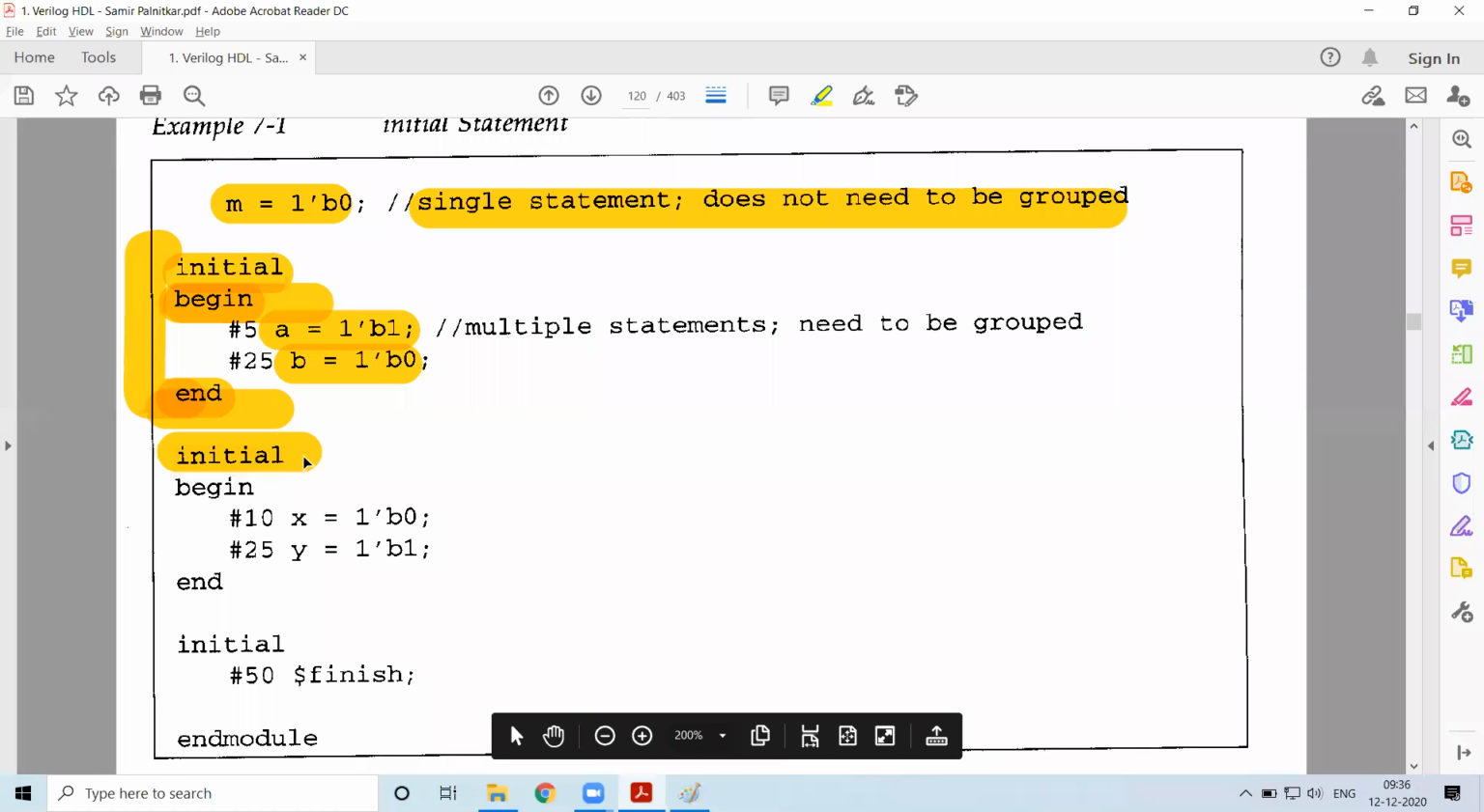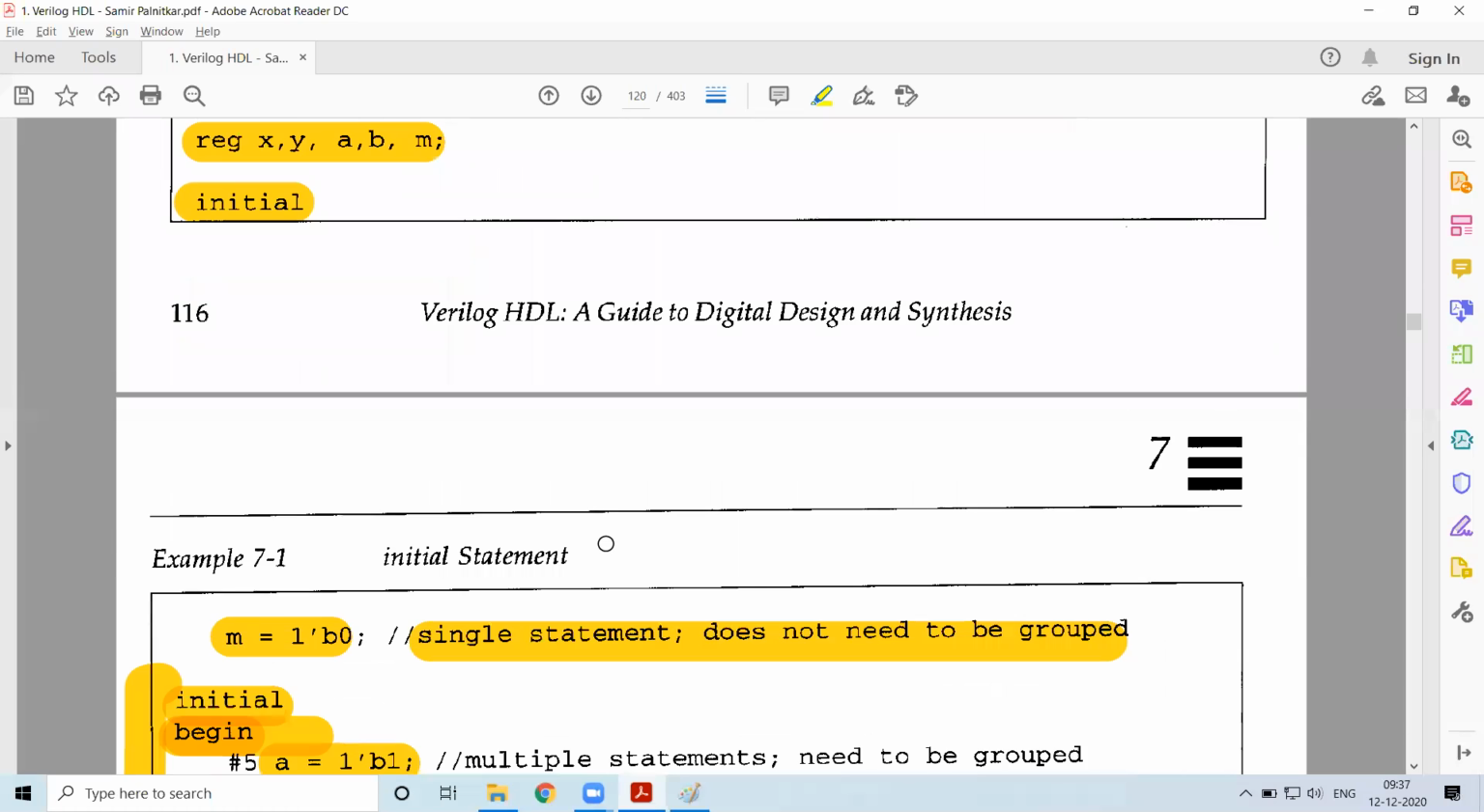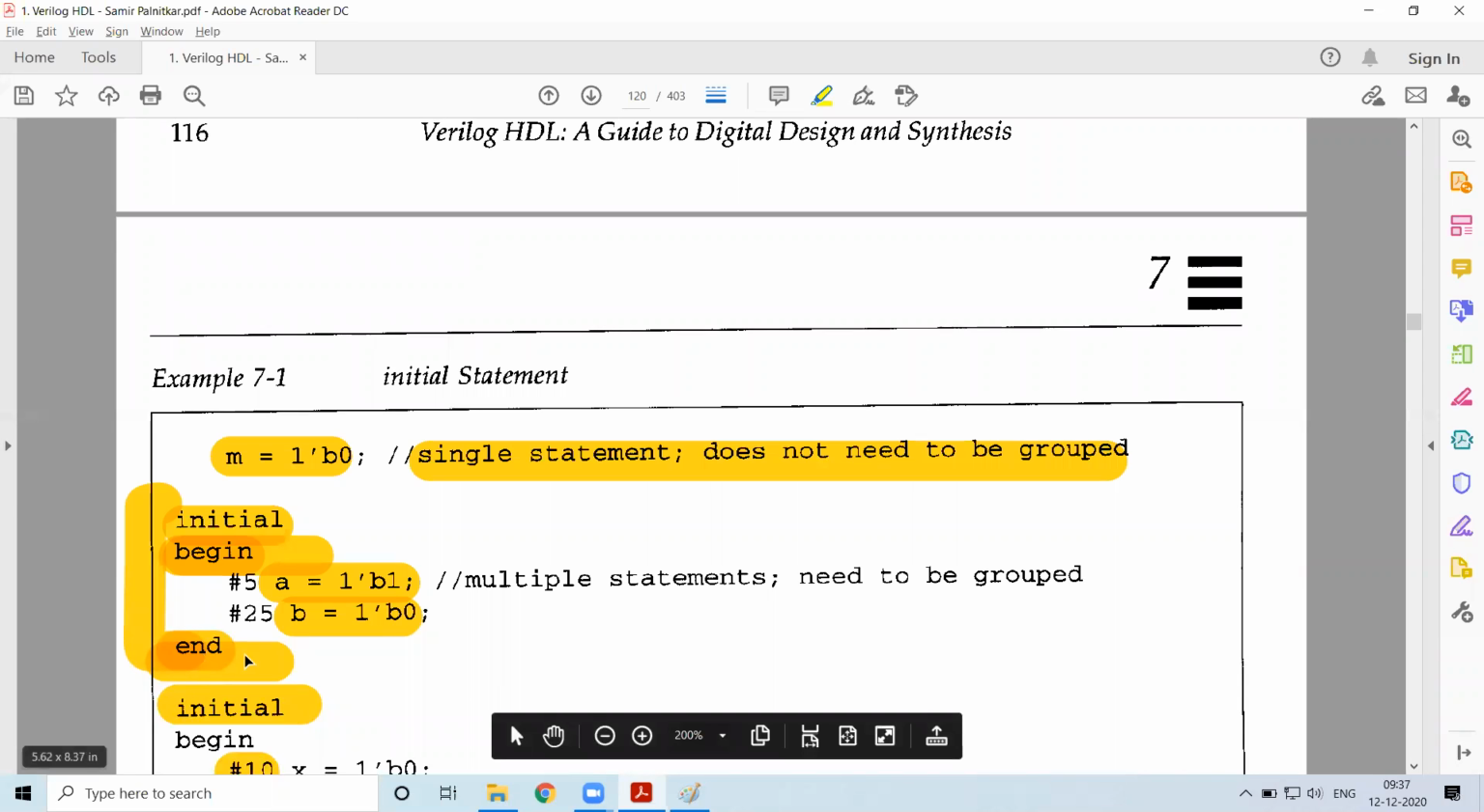Here also you can see there is another initial block, and this is the delay that we have specified. If you remember, these are the delays. After 50 time units, this finishes. So this is how it goes with the initial block. Statements within the initial block constitute the entire initial block. There can be only a single statement within the initial block, or there can be multiple statements. When there are multiple, you should use the keywords begin and end to club all the statements together.